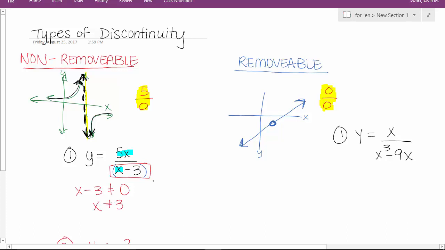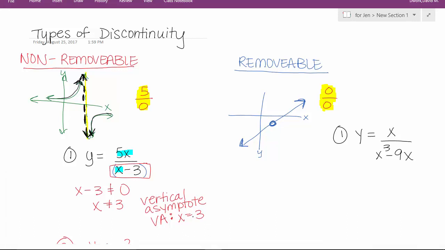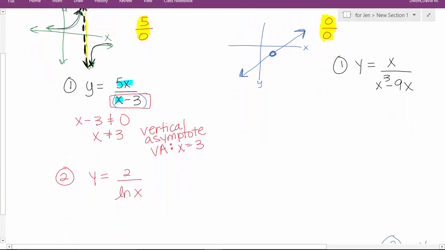And so what I end up seeing graphically is a vertical asymptote, which I will denote as VA, at x equals 3. And so my graph will show that numerically. When I get to limits, it'll show that, and algebraically I could not remove anything. That shows up as a vertical asymptote.